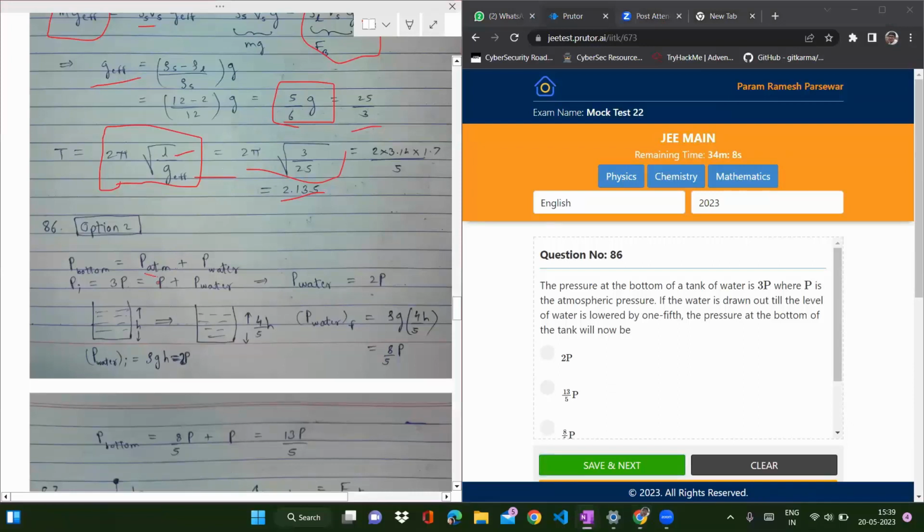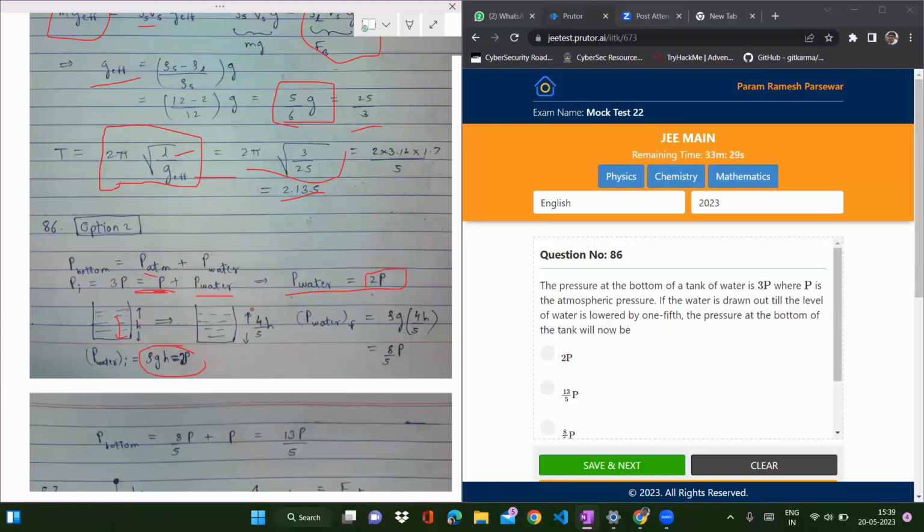But P atm is given to be p, and so the P water will be, from P initial 3p equals p plus P water, P water comes out to be 2p. And this 2p will actually be equal to rho gh, if we consider that initially the water tank had h height of water. We know the pressure at depth h due to water is rho gh. So this pressure equals 2p at the bottom.